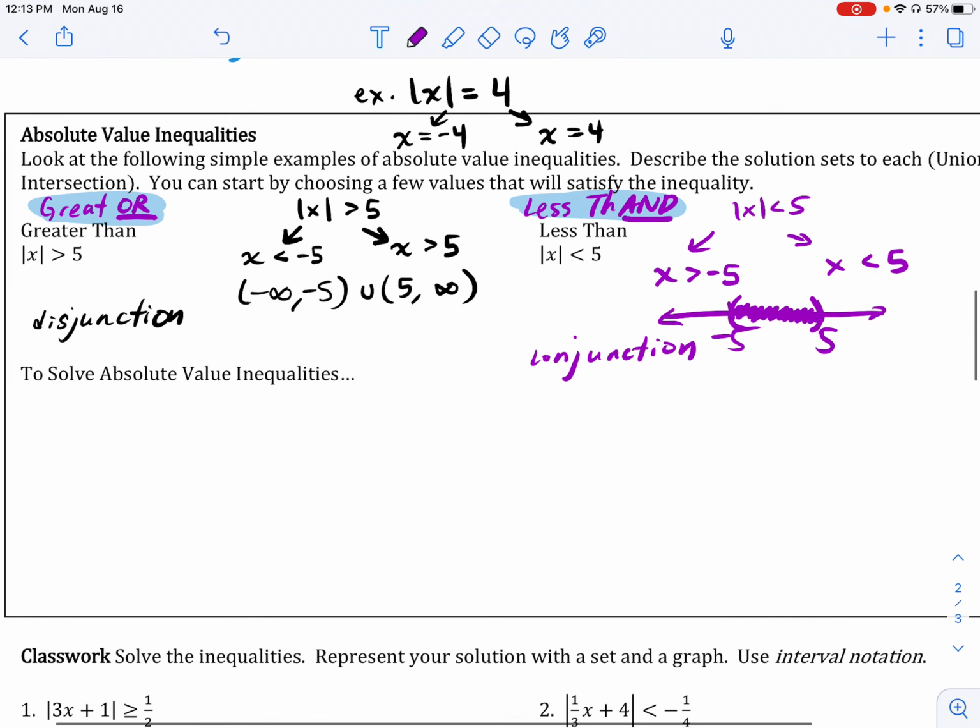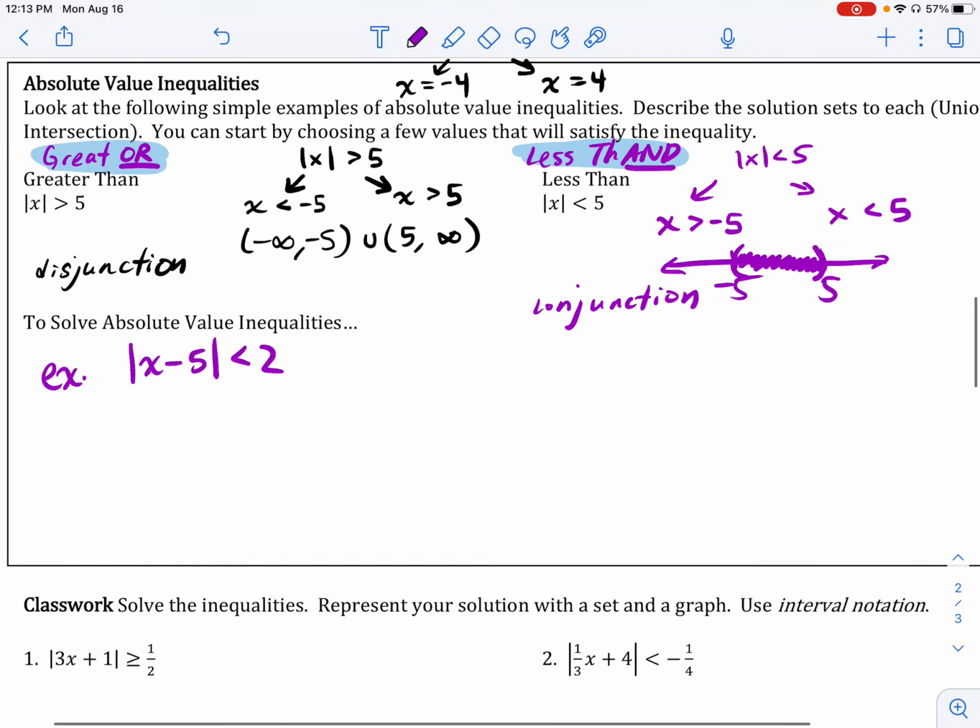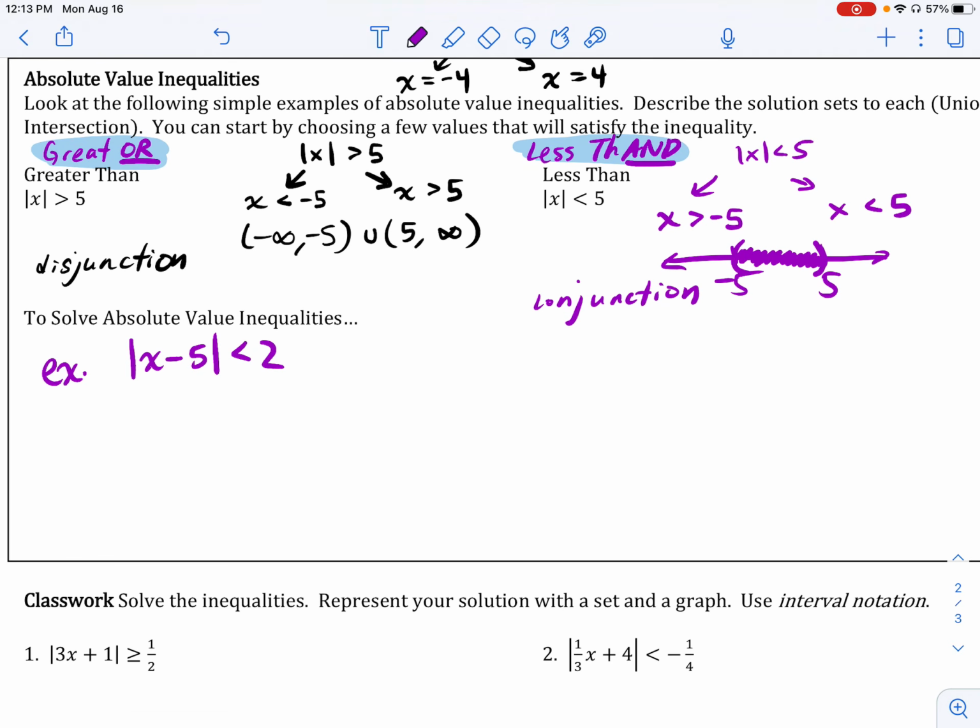Let's try a quick example, something really, really basic. Let's try something like the absolute value of x minus 5 is less than 2. Ask yourself, is this a conjunction or disjunction just by looking at it? We know that this is a conjunction, less than. So we can say something like x minus 5 is less than 2, but it must be greater than negative 2. Well, this makes it quite easy to solve. Add 5 to both sides. That's 7. That's 3. Interval notation, 3 to 7.